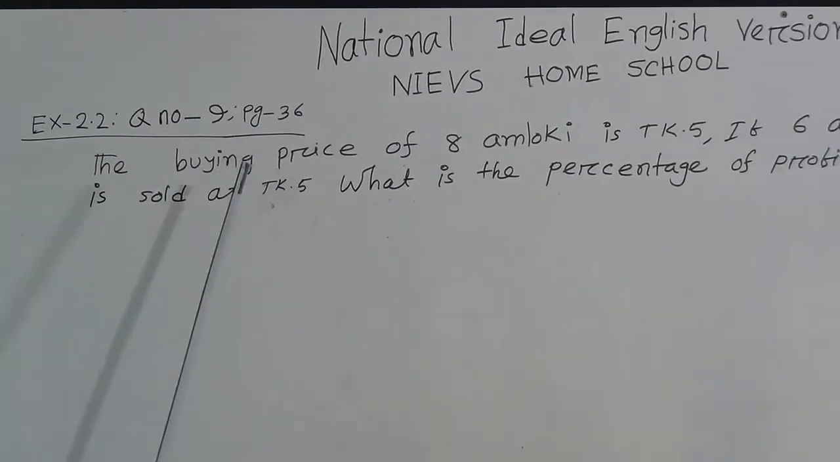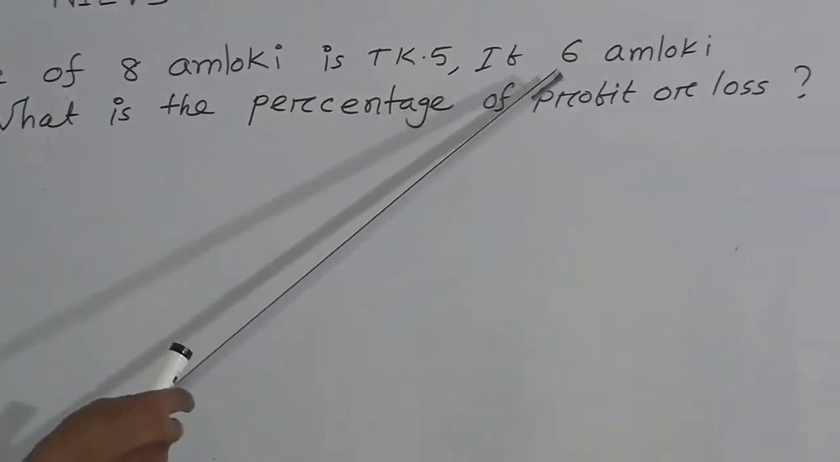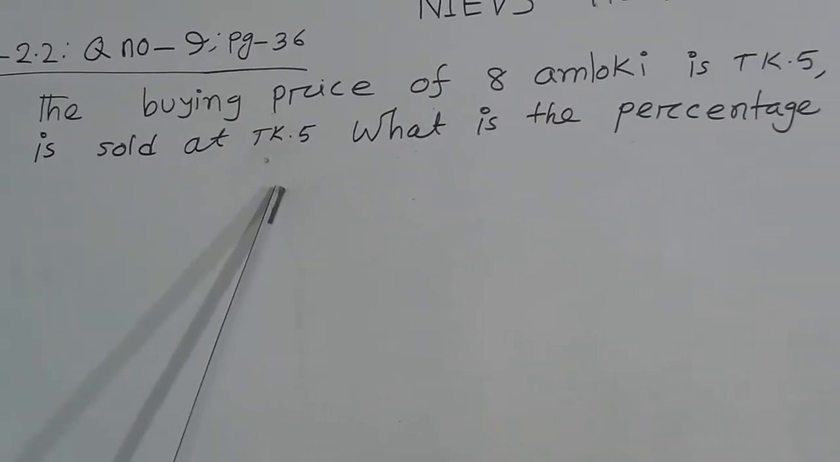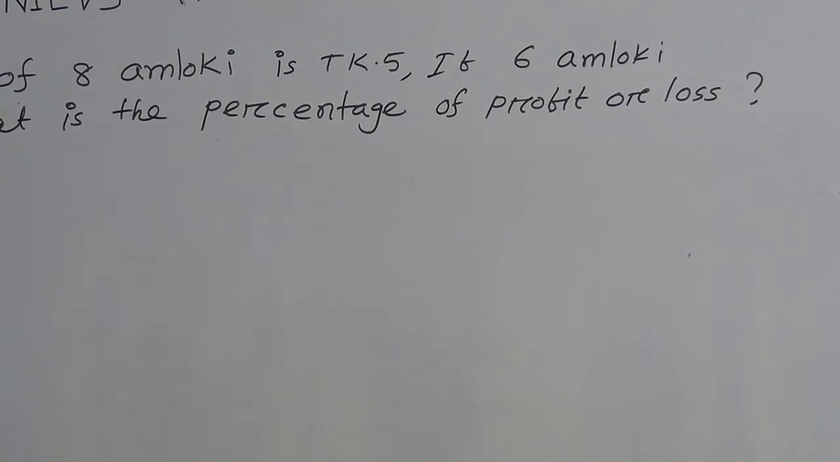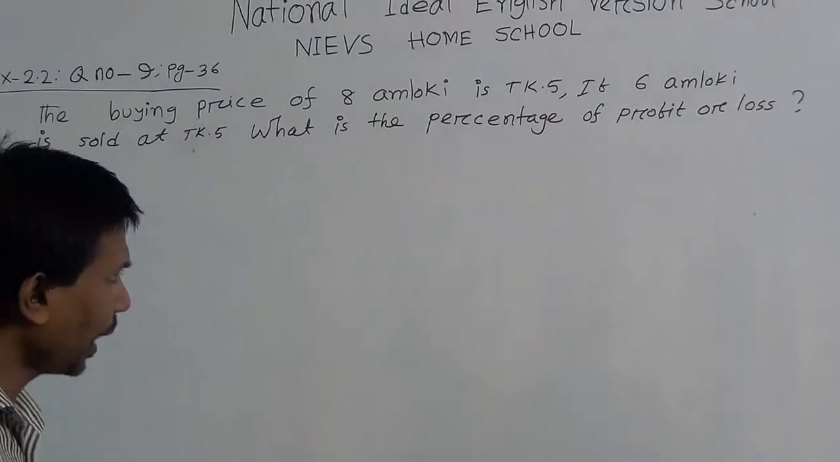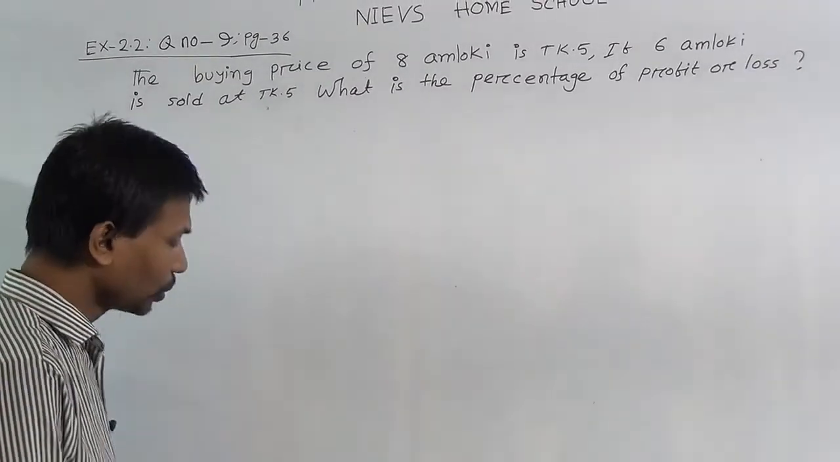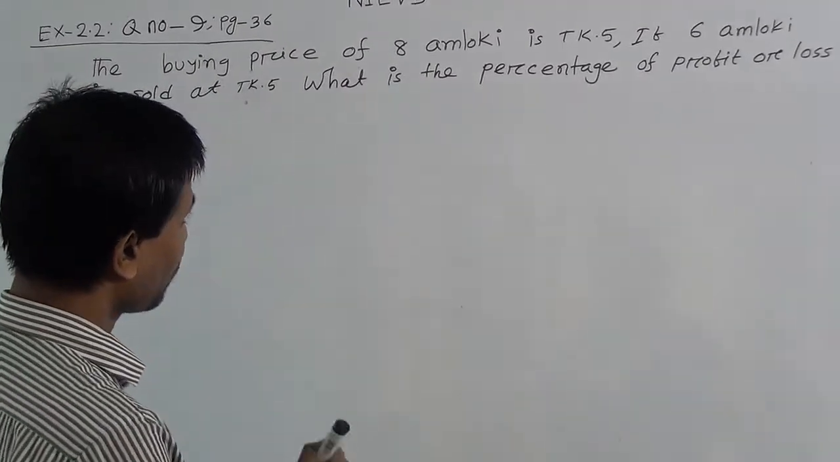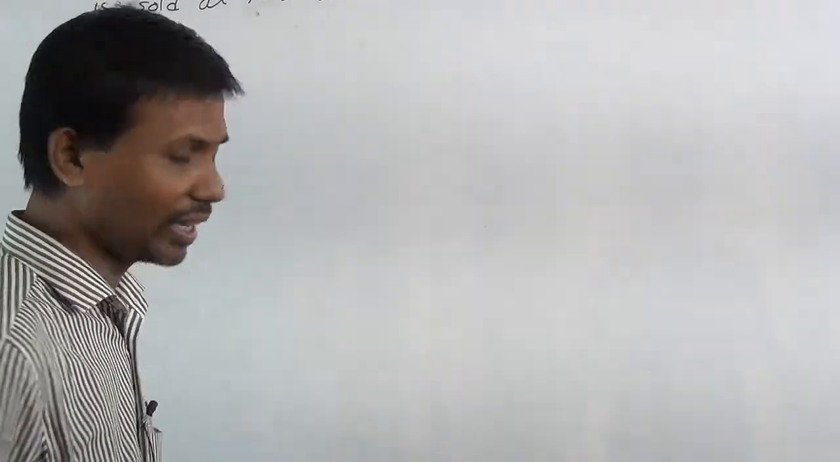Look, the buying price of 8 amloki is taka 5. If 6 amloki is sold at taka 5, what is the percentage of profit or loss? This is the question. But we need some basic discussion for this: what is cost price, what is profit, what is selling price.